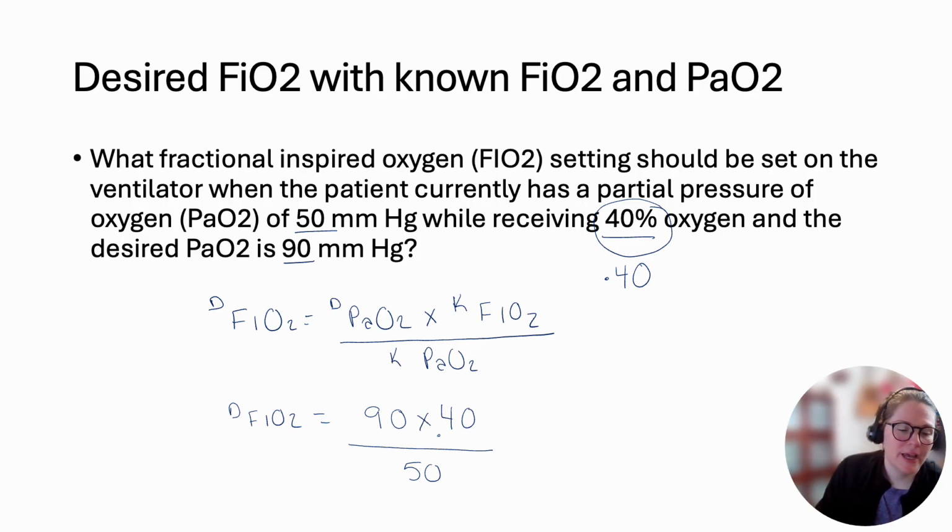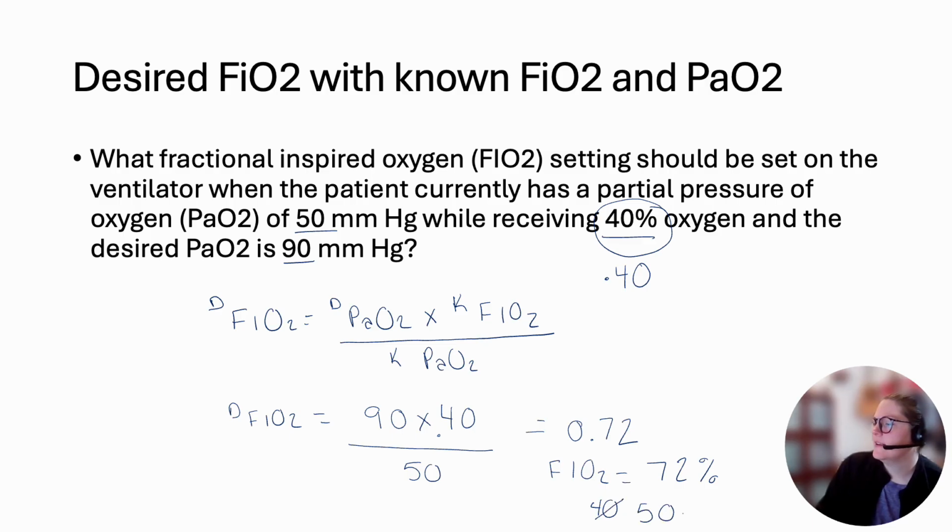We plug that into our calculator and we will get 0.72. That is going to be the FiO2 that we set our patient on to go from 50 to 90 in their PaO2. So the answer is going to be 72.